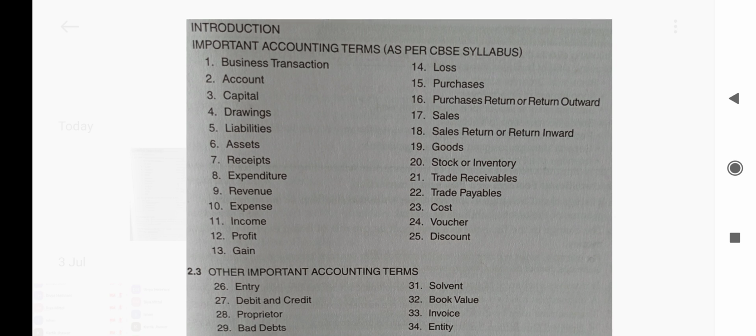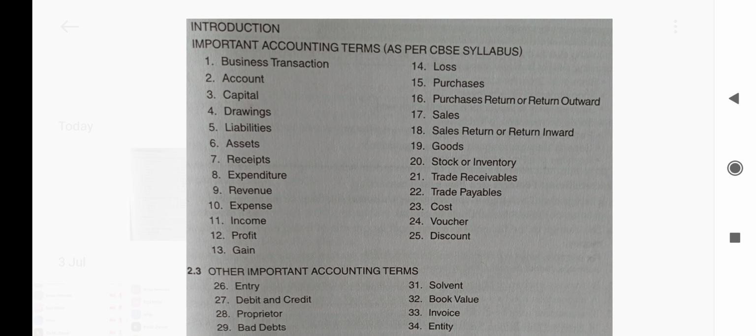Then the next one is capital. Capital is the amount invested by the owner in the business. It may be brought in the form of money or assets having a monetary value. Capital is the excess of assets over outside liabilities. In equation form, capital is equal to assets minus liabilities. Capital is also known as owner's equity, net worth, internal liability, and proprietor's fund.